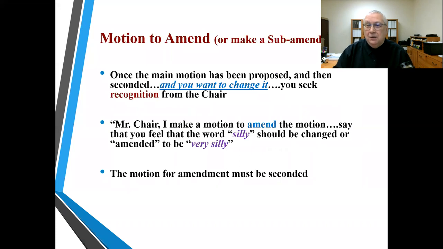Now, there is something called an amendment, and I'm watching my time carefully, but I'm just going to go over my time because I'm allowed to a little bit. You can make a motion to amend the wording of a main motion, which is why we call it a main motion. For example, the motion to amend is that we want to change the word silly and insert the word very silly.